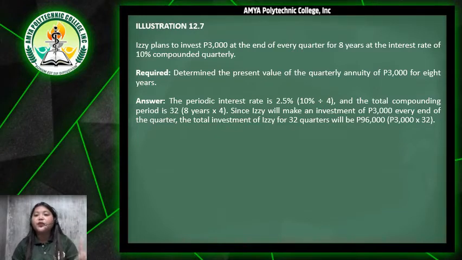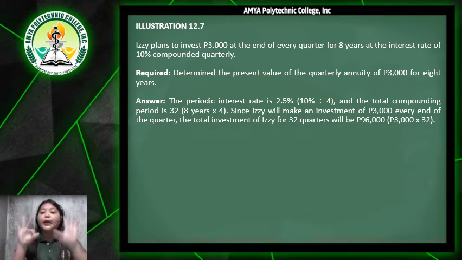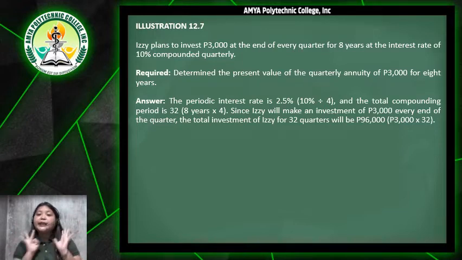So the total for that is 2.5%, meaning the periodic interest rate is 2.5%. And then the total compounding period is 32. So based on the problem, IZ plans to invest 3,000 pesos at the end of every quarter for 8 years. So 8 years, we are going to multiply it by 4 quarters. So now, the compounding period is 32.